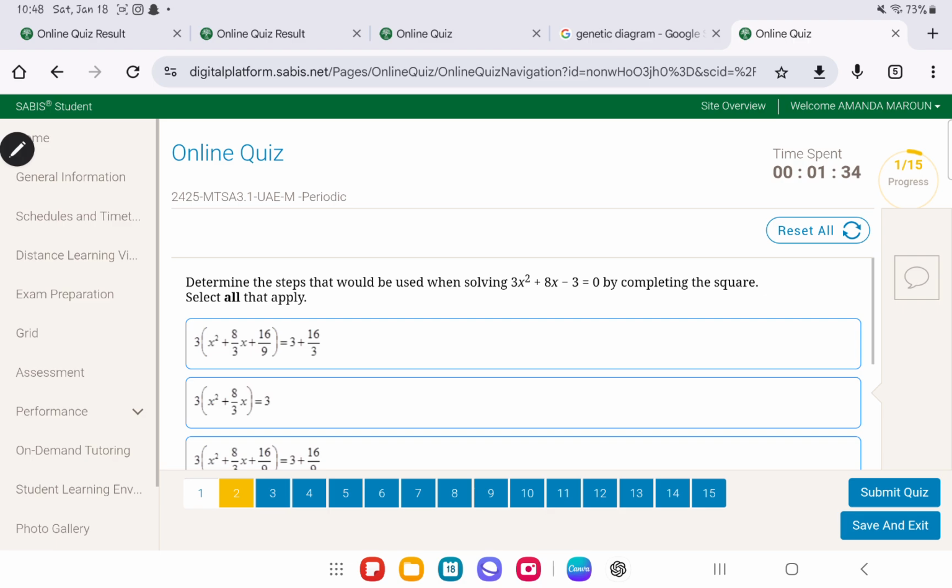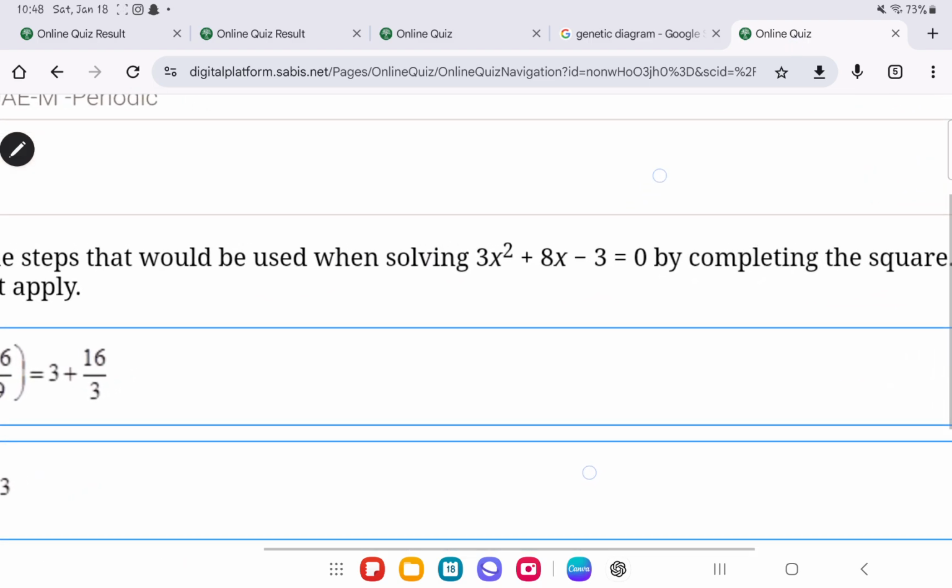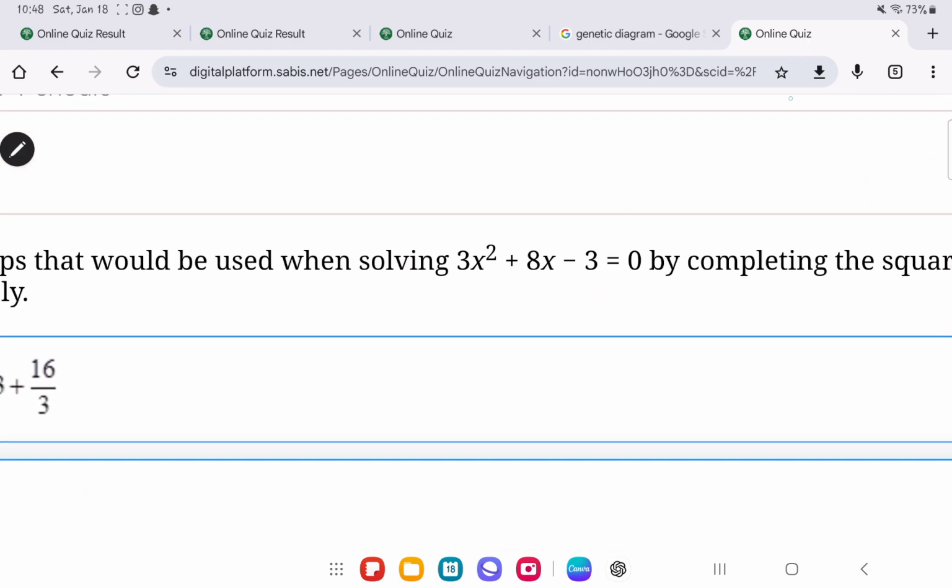Moving on to question number 2. This is a very important question. Okay, so when solving an equation like this, here is what I personally like to do. First of all, I would like to take this by itself and make the number next to x squared 1. Now to make that 1, I have to divide from it 3.